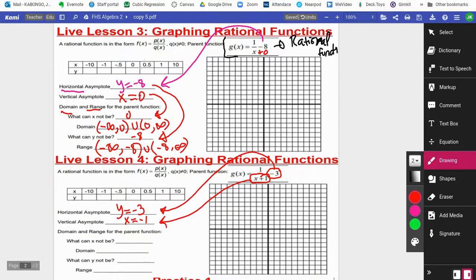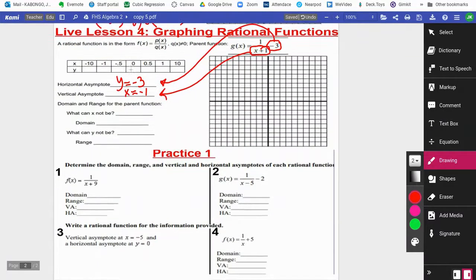So you guys can do the rest. Practice 1. There is a practice 2 on Nearpod. Okay, do practice 2 and then do the quizzes. Thank you very much.